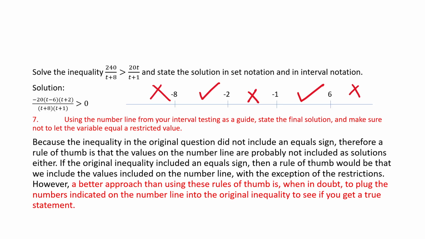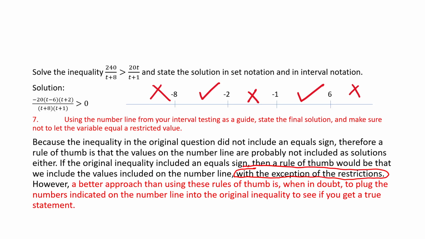Make sure not to let the variable equal a restricted value. Now, recall from polynomial testing that when the inequality in the original question doesn't include an equal sign, we won't include values on the number line as solutions either, but if the original inequality does contain an equal sign, we will include those values. But we have to remember here the key words are with the exception of the restrictions.